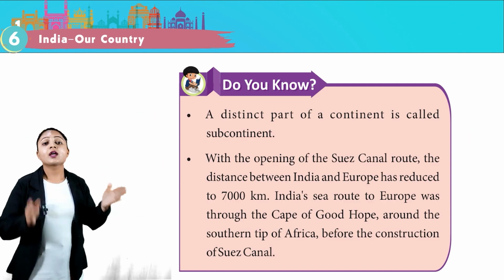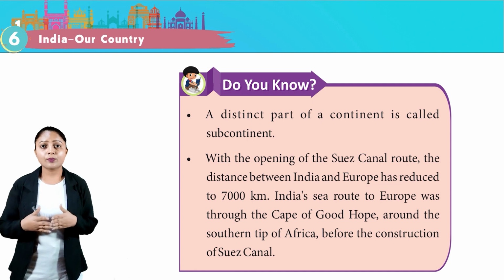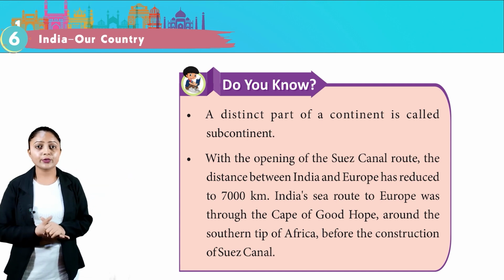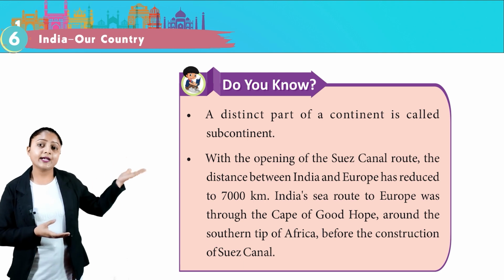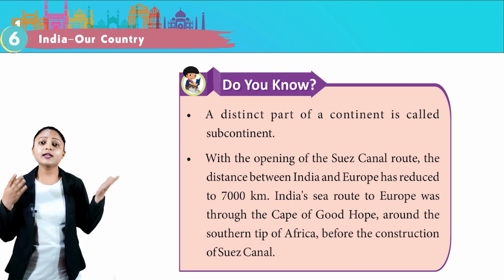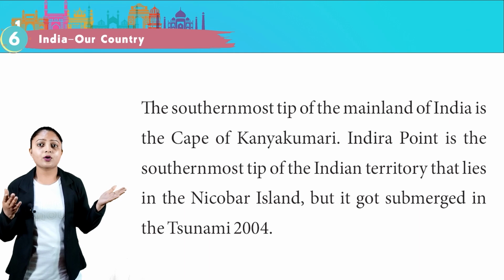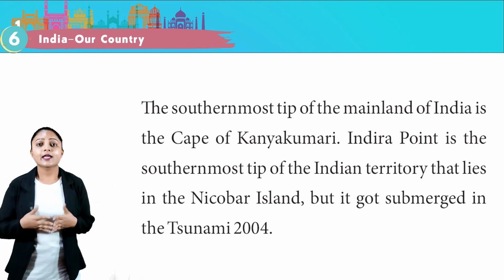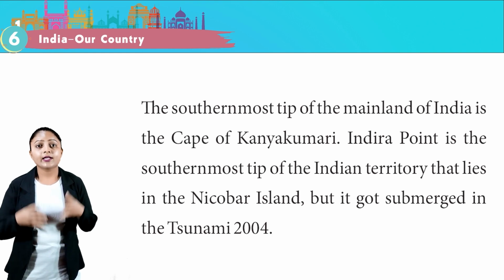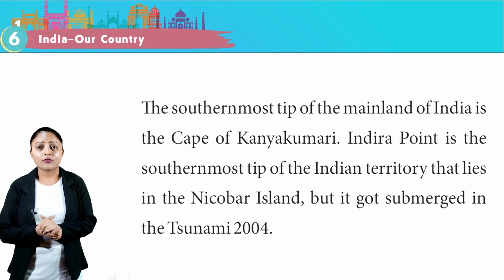Do you know? A distinct part of a continent is called a subcontinent. With the opening of the Suez Canal route, the distance between India and Europe has reduced to 7,000 km. India's sea route to Europe was through the Cape of Good Hope around the southern tip of Africa before the construction of the Suez Canal. The southernmost tip of the mainland of India is Kanyakumari. Indira Point, the southernmost tip of Indian territory, lies in the Nicobar Islands, but it got submerged in the tsunami of 2004.